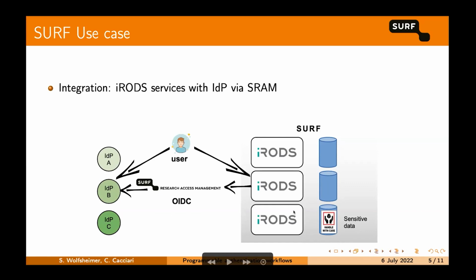This is a typical workflow. The user wants to use iRODS and is sent to the identity provider of the institute. The user enters his or her credentials and gets a token back, which can be used to log in against iRODS. I think Claudio presented this a year or two ago at the user group meeting. If you want to see the details of this specific workflow, you can get the slides or talk to us.